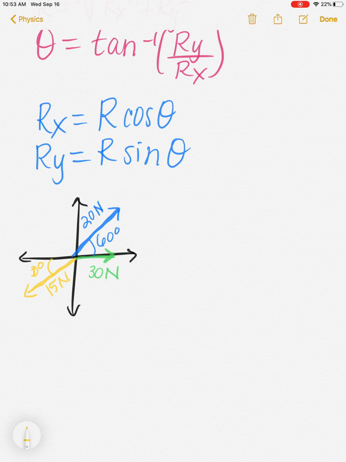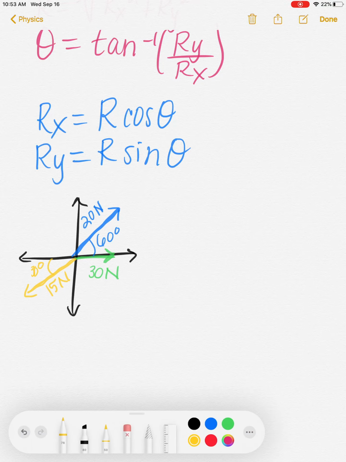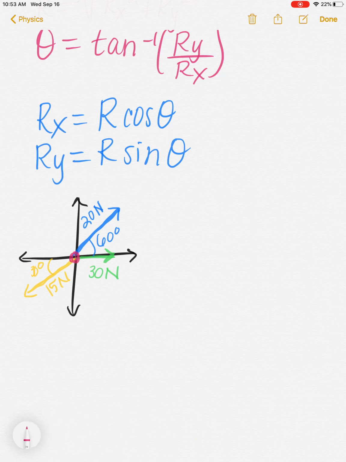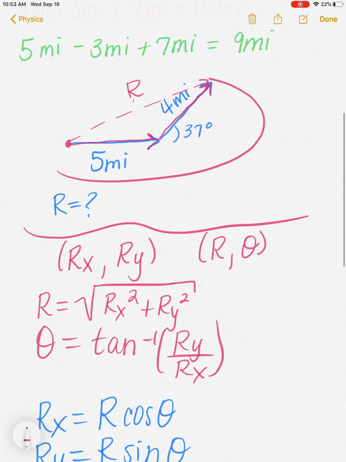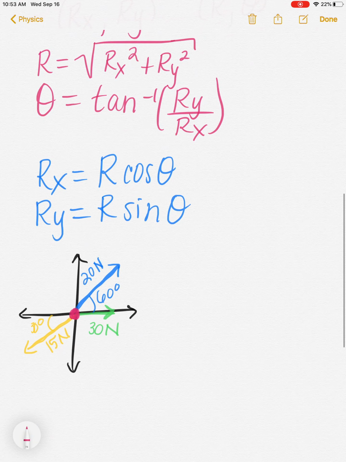Now, newtons is just a unit of force that we haven't learned yet. So let's say that in real life, you had an object here in the center, and we had 3 ropes attached to it, and those ropes were described by these 3 vectors. What would be the total force acting at that point? You know, how do we add these up? That's very much like this situation right here.